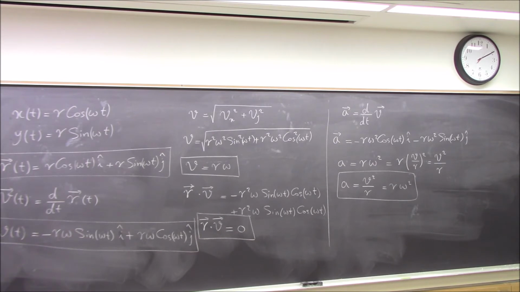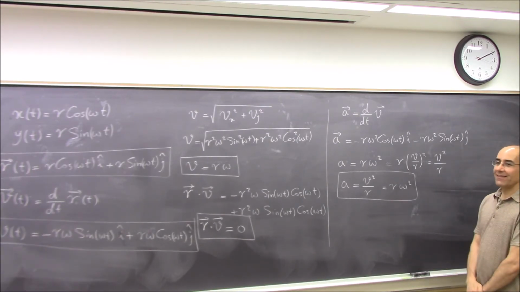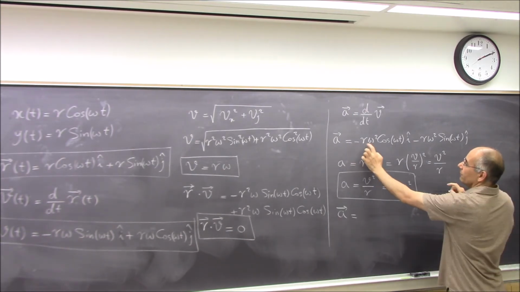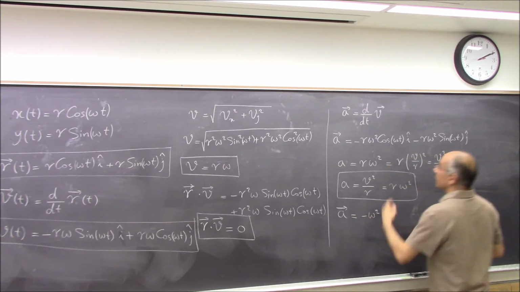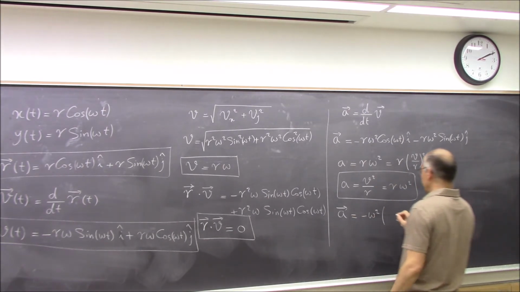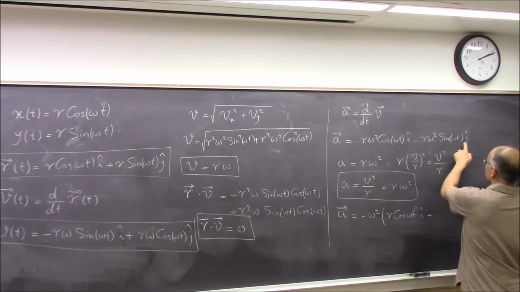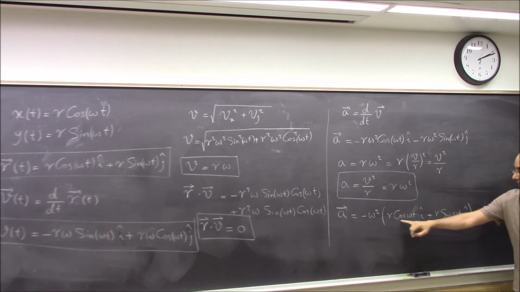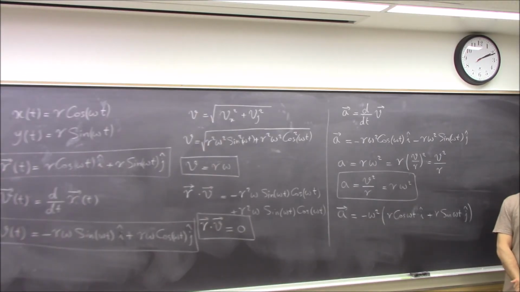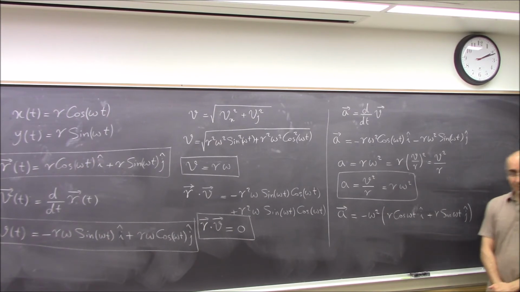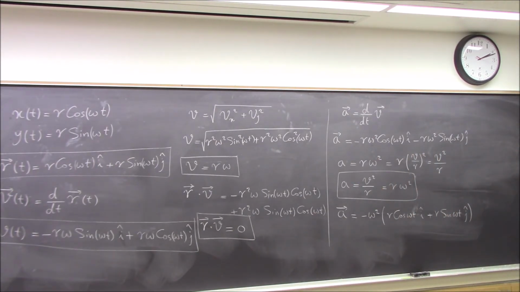Which direction is the acceleration? One way you can do that is if you factor out negative omega squared, it becomes times r cosine omega t i hat plus r sine omega t j hat. And that is in the direction of r, right? Multiplied by a negative number, it's just going to be the opposite. Opposite of r, yes. r is this way, a will be in the exact opposite direction.